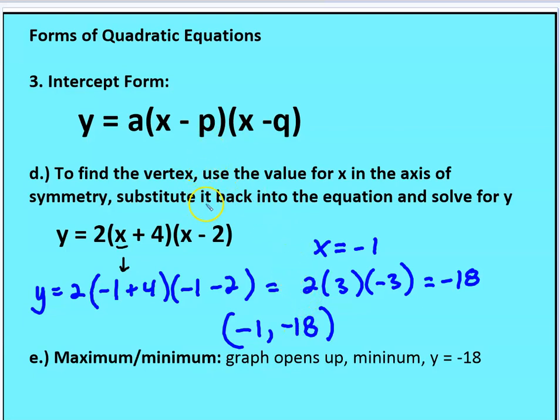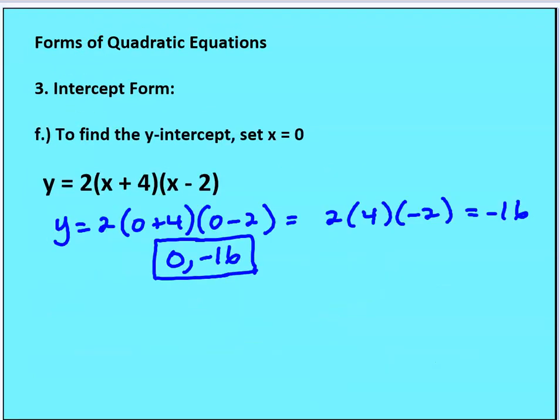I know that the parabola opens up because a is positive. So this value, negative 18, is going to be my minimum. The minimum value is y is equal to negative 18, or just negative 18. All right, to find the y-intercept, we're just going to set x equal to 0. Very straightforward. x is equal to 0, and solve. We end up with (0, negative 16).